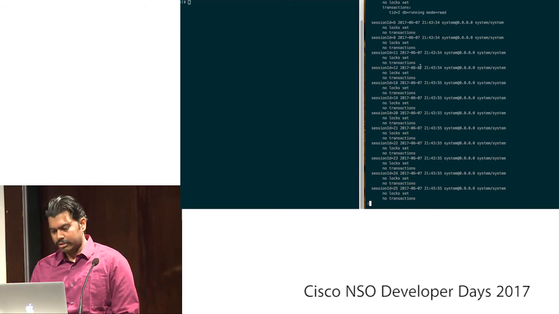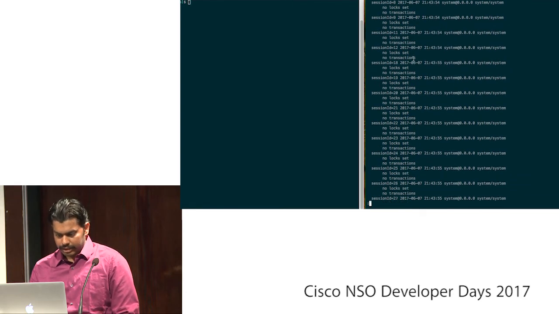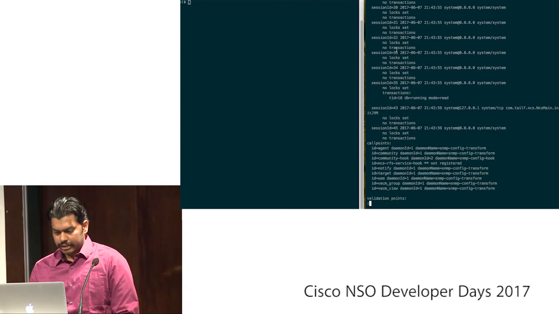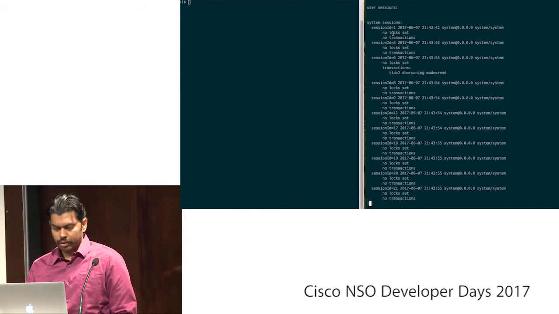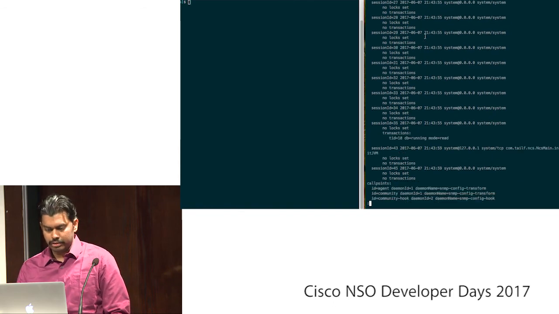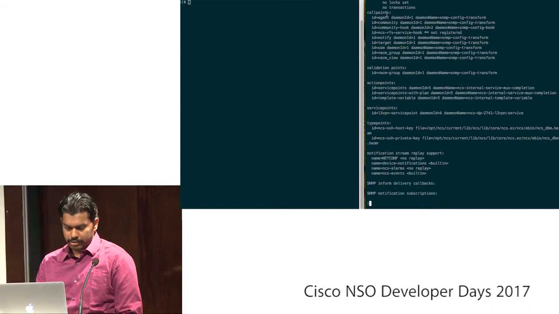You also have information about what transactions are active and what locks are being held. Right now we have one read transaction, but it doesn't hold any locks. If a client is holding a lock, you will see here what lock it's holding, whether it's a write lock, a read lock, or a subscription lock, and so on. And then we have all the registered call points, validation points, action points, and service points.